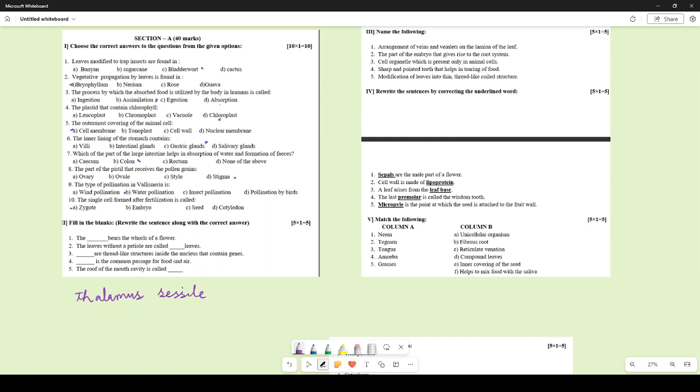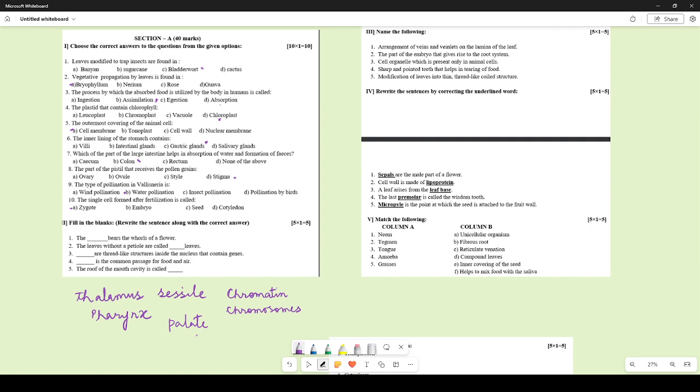Dash are thread-like structures inside the nucleus. Now you can write chromatin, or even if you have written chromosomes, I have given you marks. Okay. Dash is the common passage for food and air. It is pharynx. P-H-A-R-Y-N-X. Pharynx.